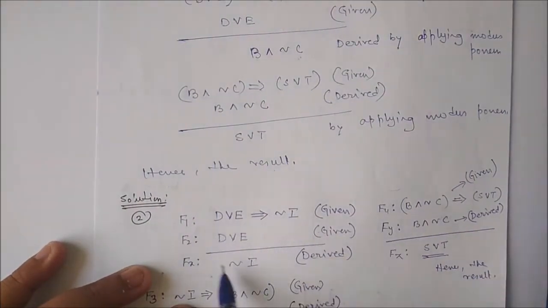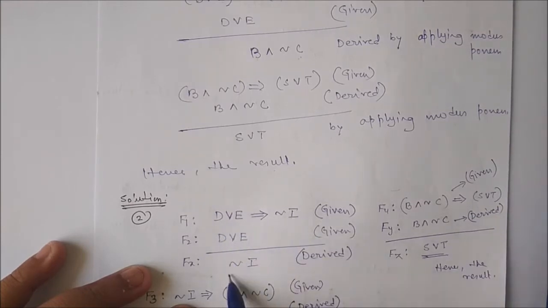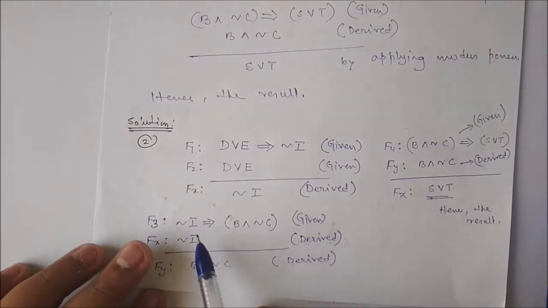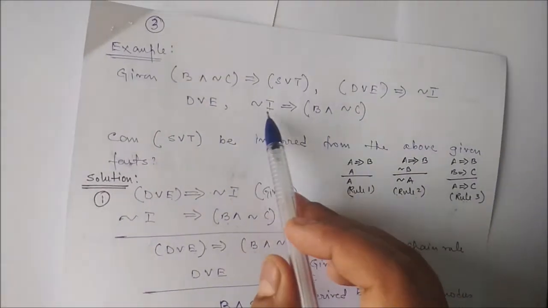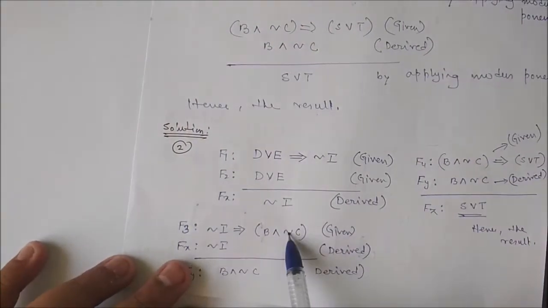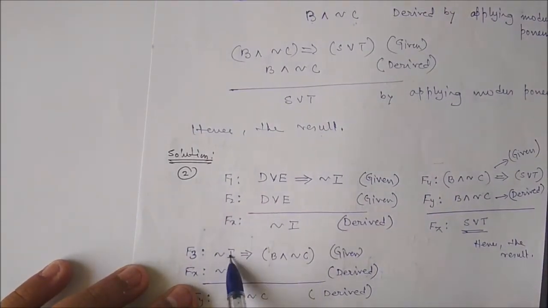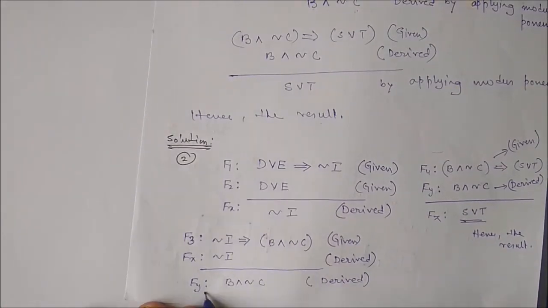So we can apply rule number 1. If this implies this is true, that means this particular part is true. So we can say it is fact X. Similarly, not I implies B and not C. I implies not B and not C, it is true. That means fact number 3. But fact number X is already derived. So if this implies this and this is true, definitely this part is true. We assume it is fact number Y.